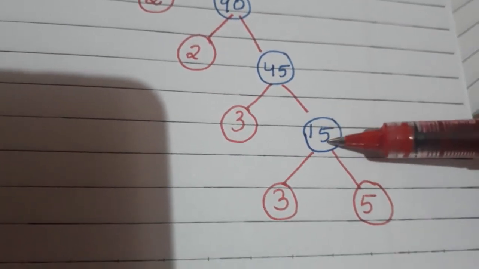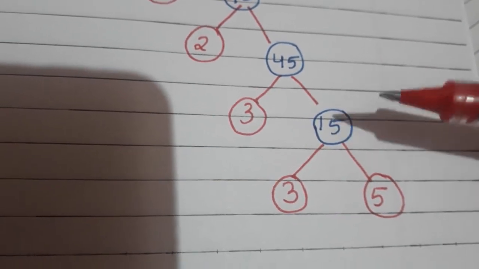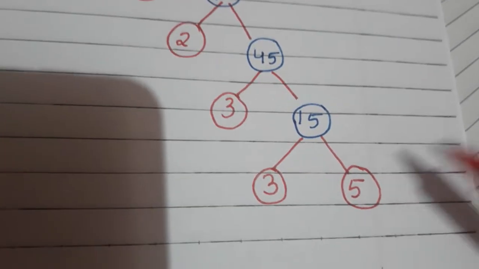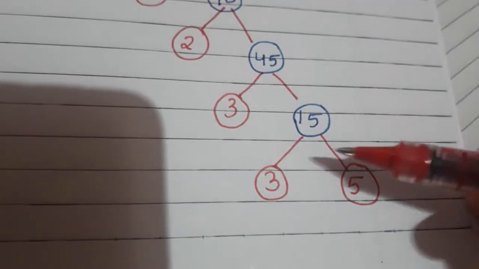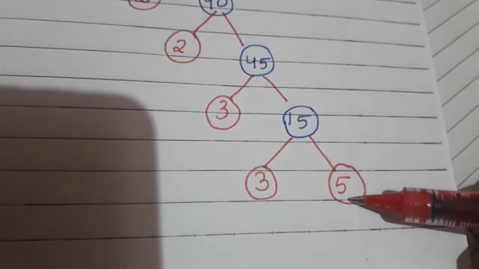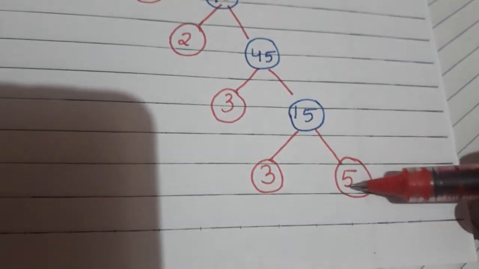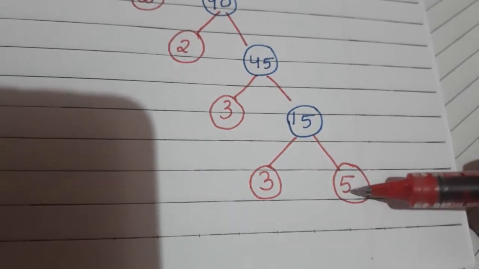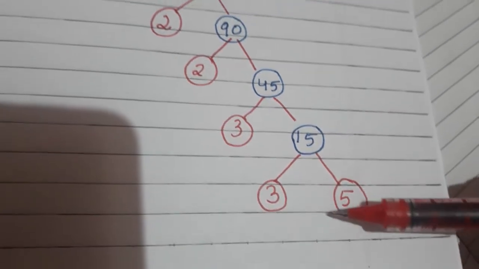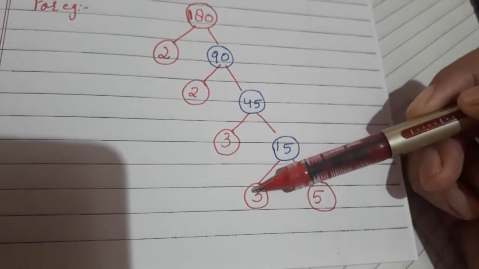Yes. Now 15 is again an odd number, so it will not be divisible by 2, so we will again divide by 3. 3 will go 5 times. Now children, a very important thing: 3 and 5 both are prime numbers. You know this, we have done these kinds of exercises before, about which number is prime and which is not. So 3 and 5 both are prime numbers, so we will not break them further. So we have got the answer: 180 is 2 into 2 into 3 into 3 into 5.